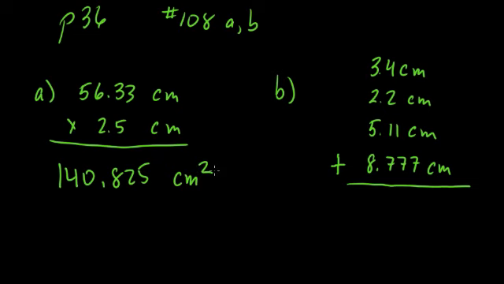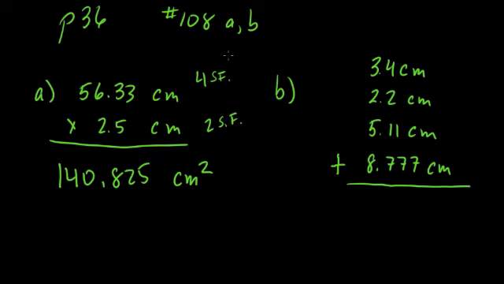Now, we have to analyze this for sig figs. Now remember, all non-zeros are sig figs. So 56.33 has 4 sig figs. How about I just erase it and rewrite it and make it look neat. There we go, 4 sig figs. 2.5 has only 2 sig figs.